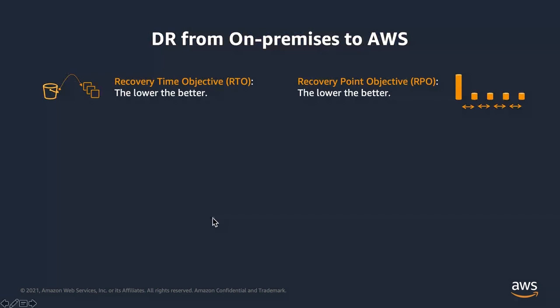All right, so let's dive a little bit deeper. So how do you do DR from on-premises to AWS? But before we go there, let's look at the two basic important concepts of disaster recovery. Recovery time objective. It's all about how quickly can you recover, which means the lower the RTO, the better it is for you. Right? And then there is the second concept of recovery point objective.